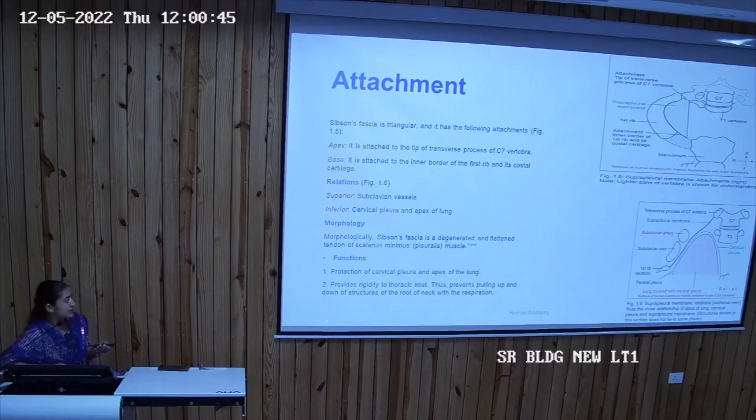What is Sibson's fascia actually? It is a degenerated flattened tendon of the scalenus minimus muscle. So you have to remember this, that it is a degenerated flattened tendon of a scalenus muscle. You have scalenus medius muscle also. This is scalenus minimus muscle. So functions are protection of the cervical pleura and the apex of the lung, and it provides rigidity to the thoracic inlet. So that's preventing pulling up and down of the structures of the root of the neck. Root of the neck has several structures like trachea, esophagus, arteries, veins. So it keeps the protection onto those structures.